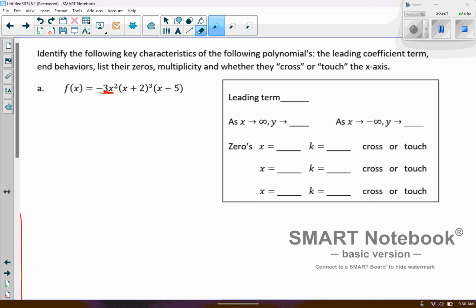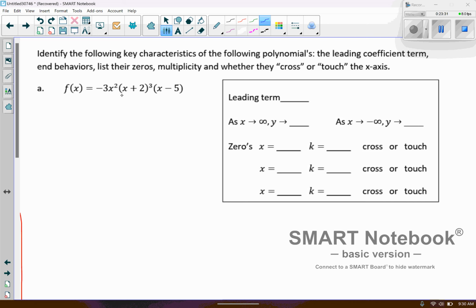Technically what we need to do is multiply all this stuff together, and that would actually be pretty complicated. It would be very time consuming, and it would be very possible to make a mistake, right? So really what I can do here is focus on what would get multiplied together to create the term with the highest power.